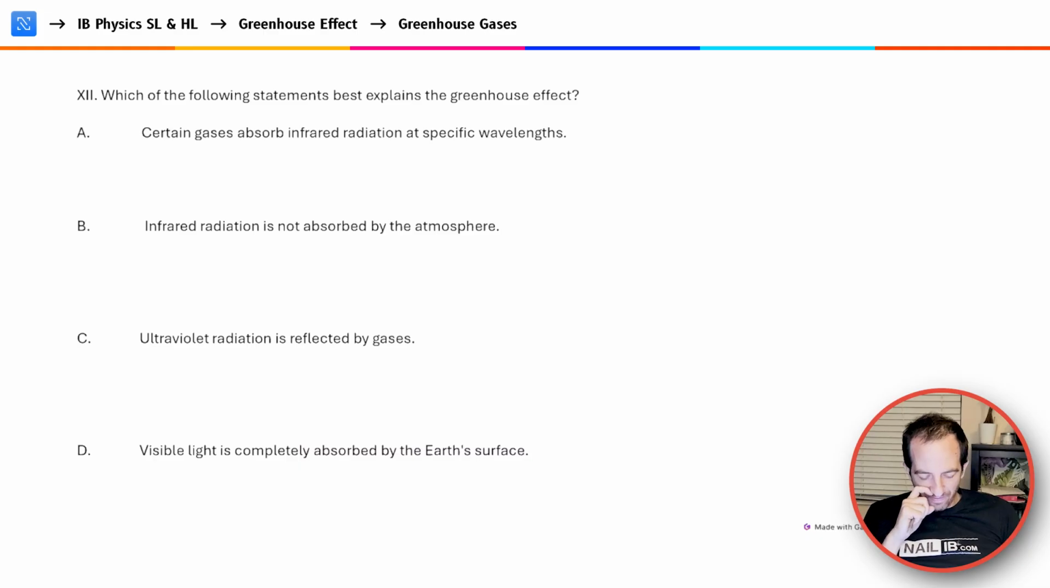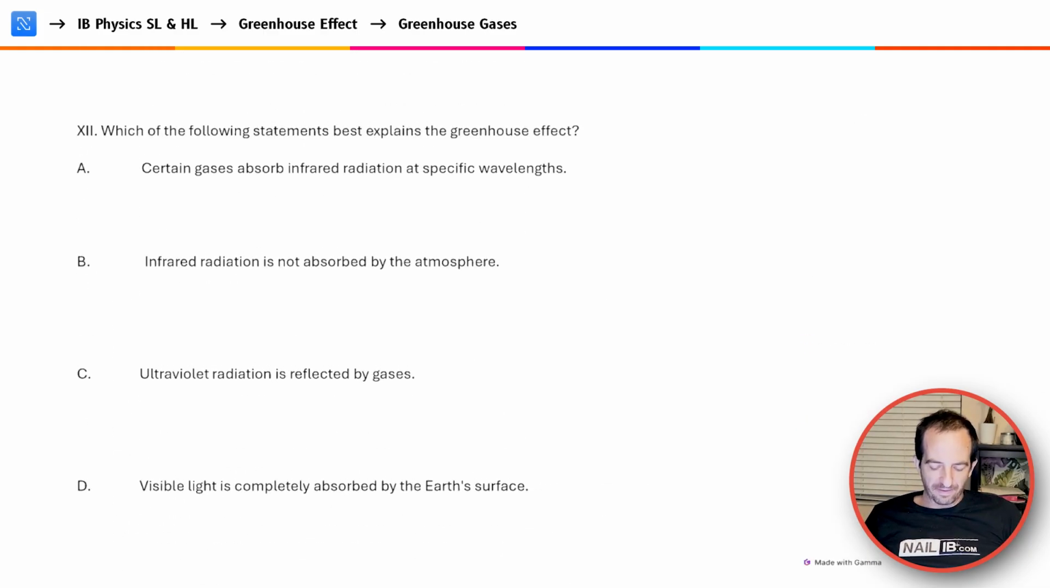Next question, which of the following statements best explains the greenhouse effect with respect, we could say here, I think I meant to say the resonance model, within the resonance model, but nonetheless, you should be able to find the right answer. I'll work my way from the bottom now.